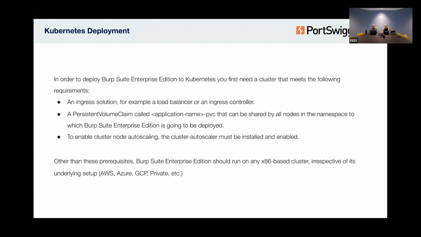So they're the two standard options, single machine versus multi-machine. And then, as we mentioned, we've got the Kubernetes deployment. So in theory, your Kubernetes deployment should work, provided you meet these three prerequisites. So we're going to need some kind of ingress solution. Typically, that's going to be a load balancer or an ingress controller. We're going to need a persistent volume claim, which will be application name-PVC, and that needs to be shared by all the nodes in the namespace. And then this notion of cluster node auto-scaling must be installed and enabled.